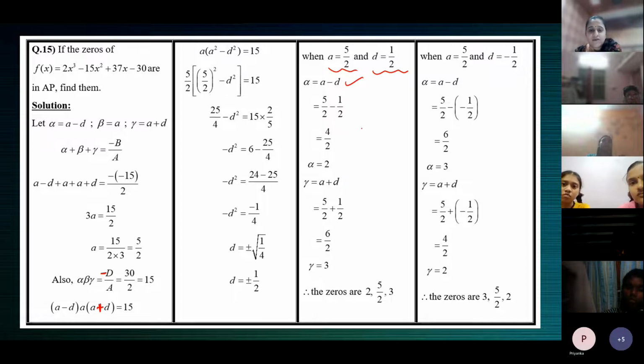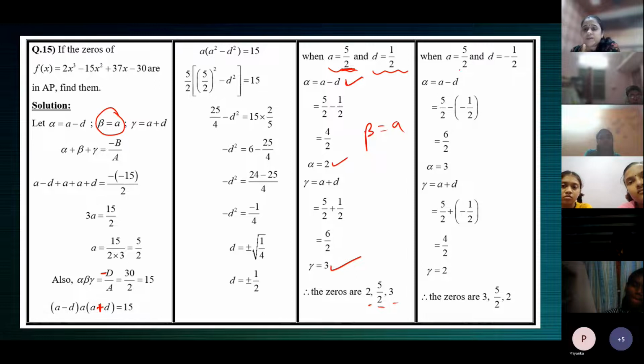Beta is A, which is 5 by 2. Alpha is A minus D, so you find the value of alpha, and gamma is A plus D. Beta we already know. Beta is A, and A is 5 by 2. So the zeros are 2, 5 by 2, and 3.